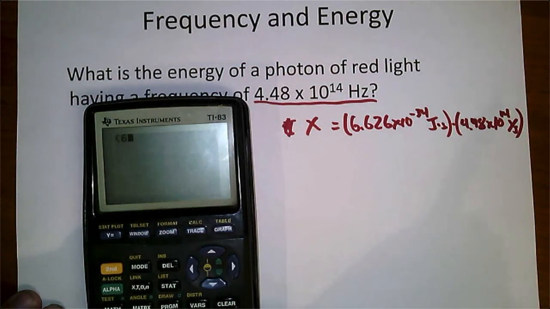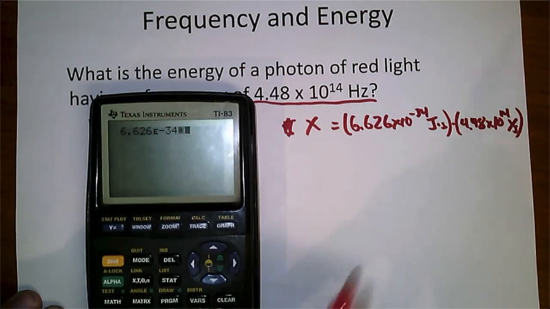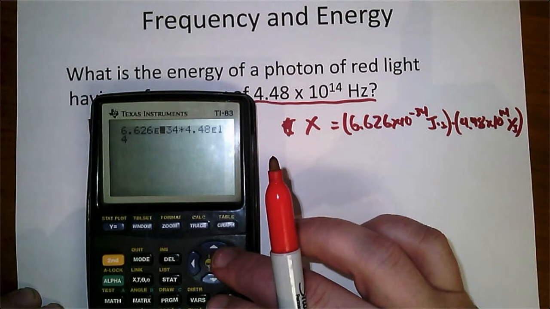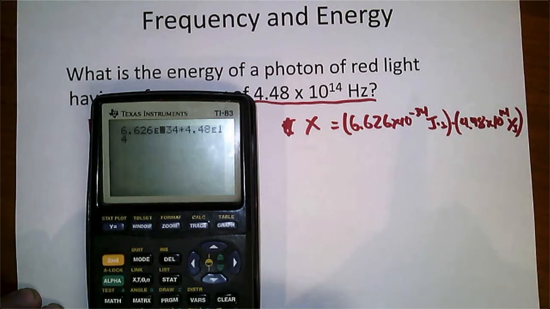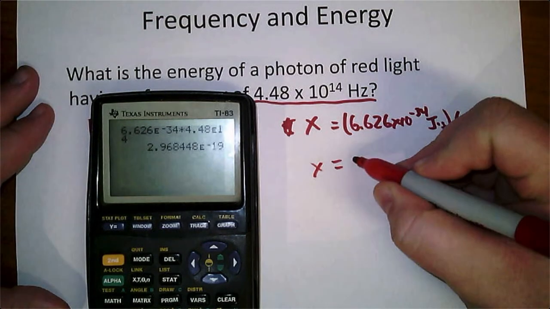So I'm going to use the scientific notation here. 6.626 EE negative 34 times 4.48 EE 14. Oops, did I screw up? I used a minus sign instead of a negative. There we go. All right, so x equals 2.